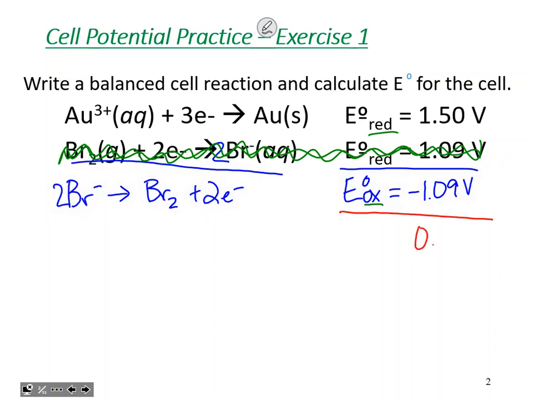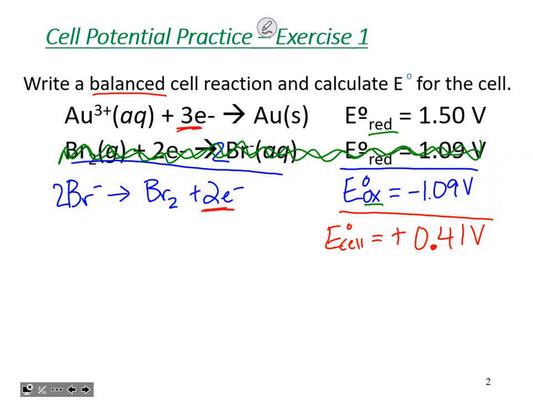We add them together, we get 0.41 volts, like so. That's going to be the E cell for this particular one, and it makes it positive. If I flipped the top one, though, it would have come out to be a negative E cell, so that's not the one I want to choose to make the oxidation reaction. Now we have to combine these two to do the balanced, and we balance them based off of the electrons.